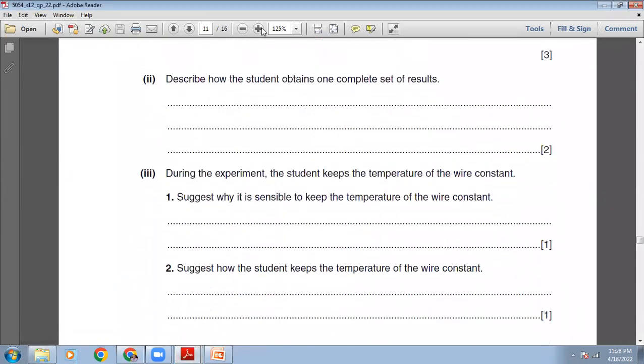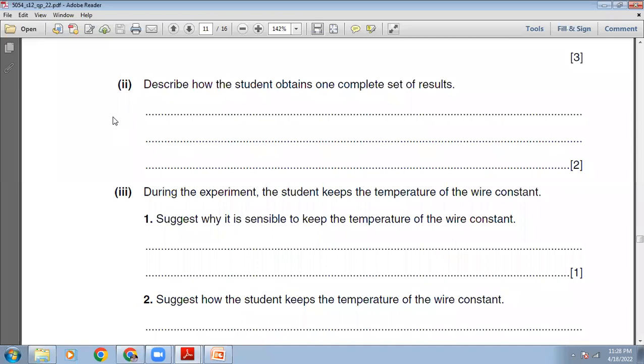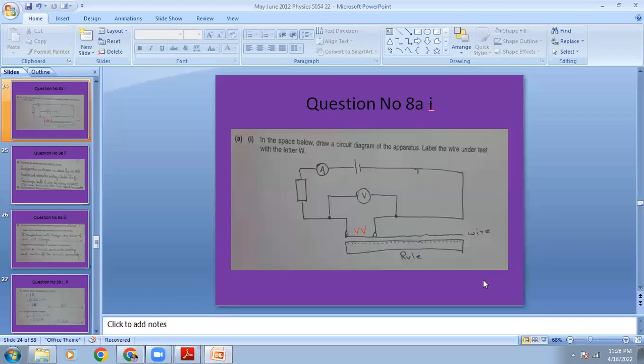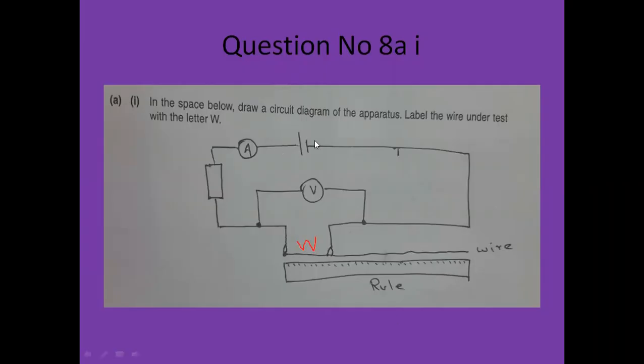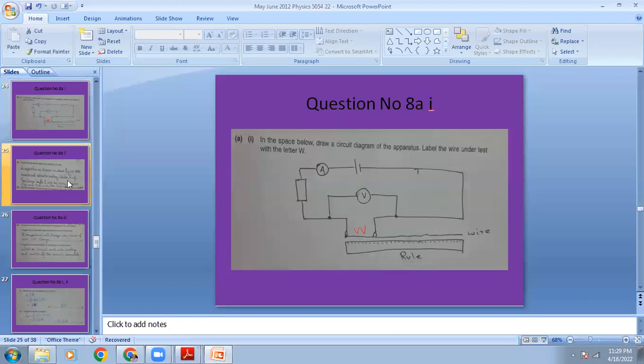He says describe how the student obtains one complete set of results. What the student will do is switch on this circuit. You can put a switch here. When you close the switch, he will immediately note down the reading on the ammeter. He will note down the reading on the voltmeter. He will note down the length of the wire being used. And then you can work out the resistance. The resistance will be the voltage divided by the current. So let me show you my answer.